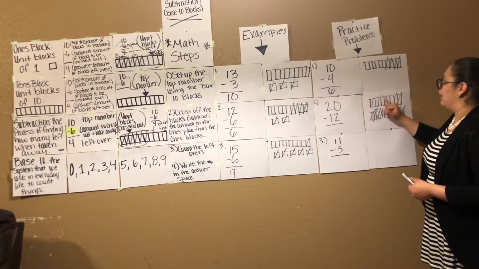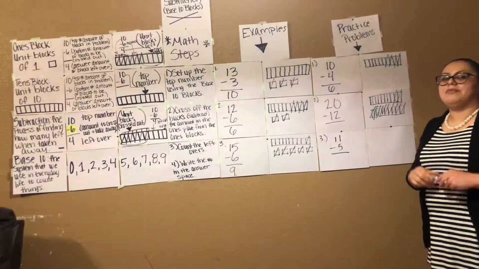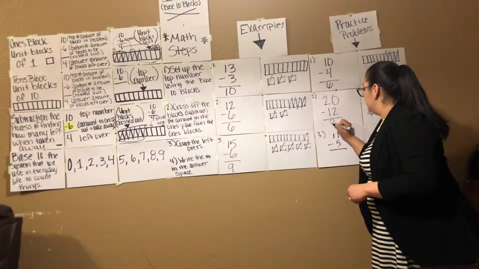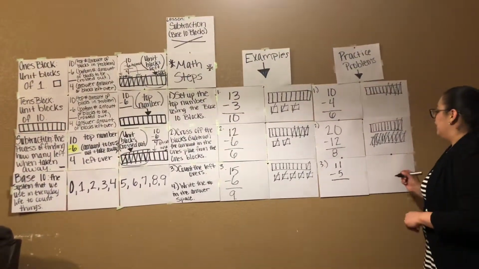1, 2, 3, 4, 5, 6, 7, 8. Our last step is to write the answer in the answer space. So we have 8. Now our last problem. 11.